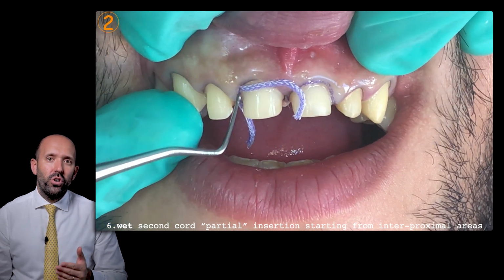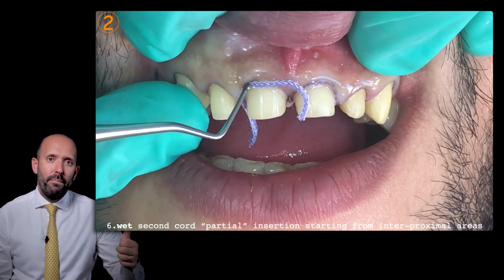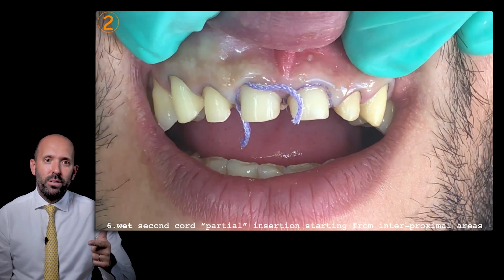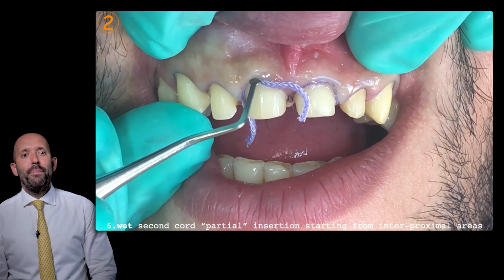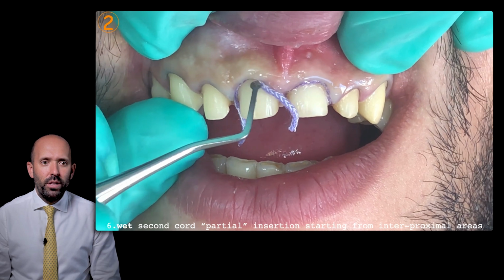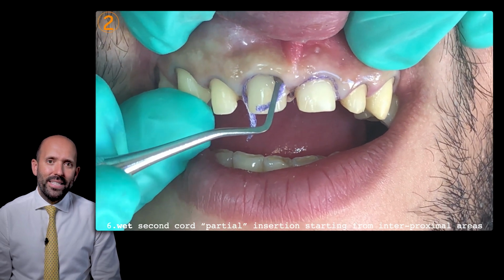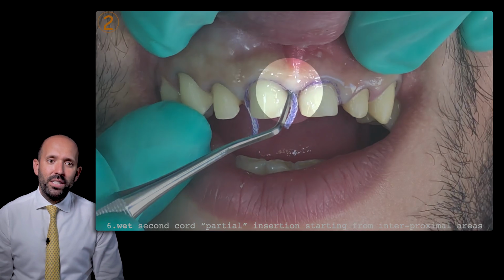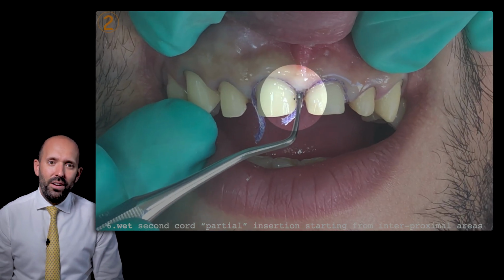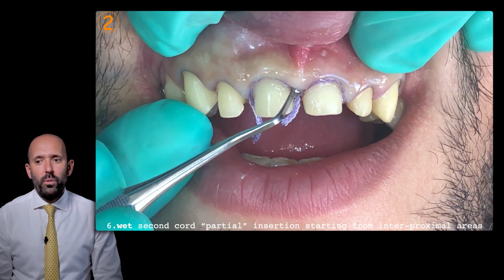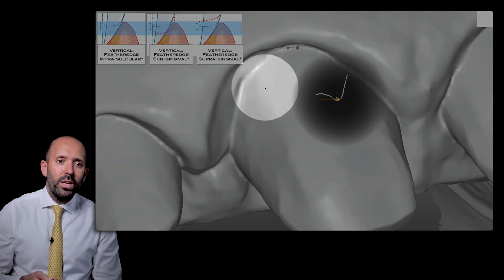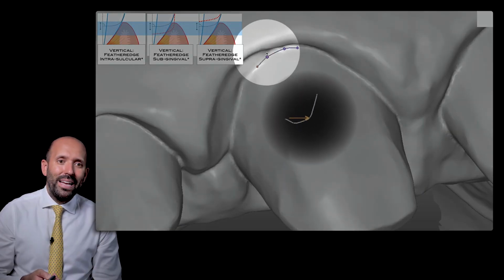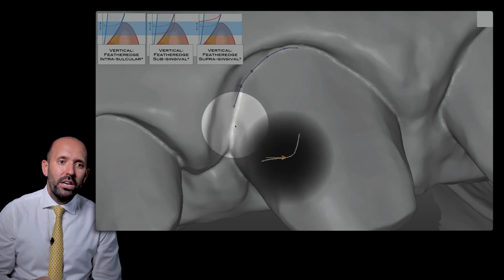That is the insertion of the thicker chord, number 1 or number 0. It's wet with some liquid, like astringent liquid, like aluminum chloride hexahydrate, 25%, as we discussed earlier. We start inserting again from the interproximal area, and then we move on with the insertion here. But this is what we capture on the central incisor. We clearly see where is the margin area.